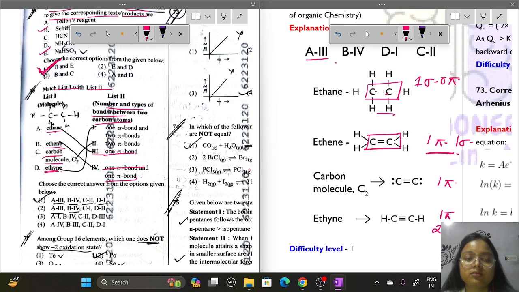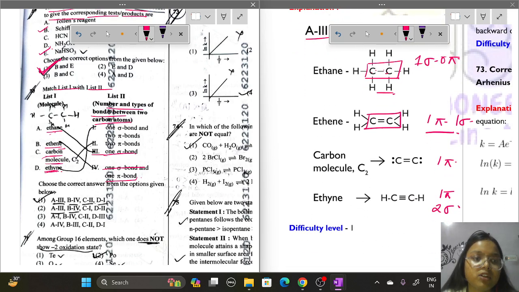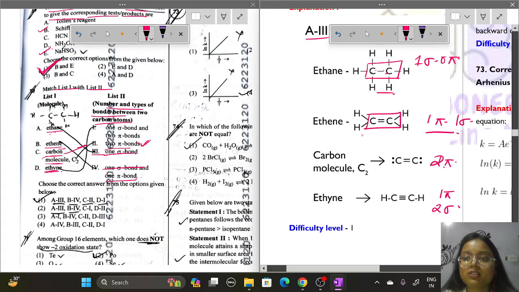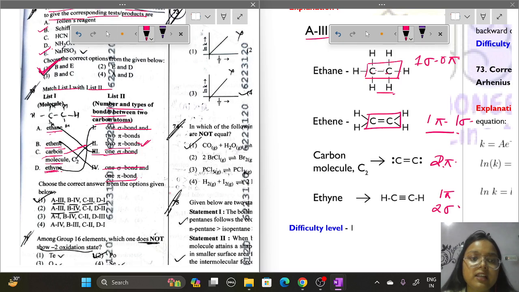For the carbon molecule, option 2: 2 sigma bonds, 2 pi bonds. Yes, 2 pi bonds are there. And for ethyne, 1 pi bond and 2 sigma bonds are there. I think 1 pi bond and 2 sigma bonds should be there, right? So option number 1 will be the correct option here.